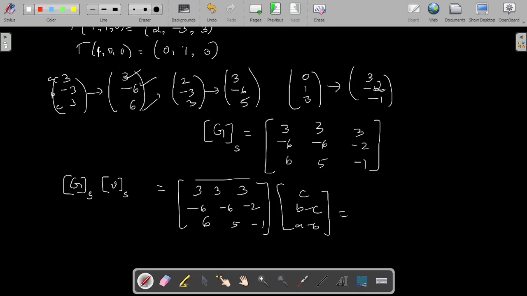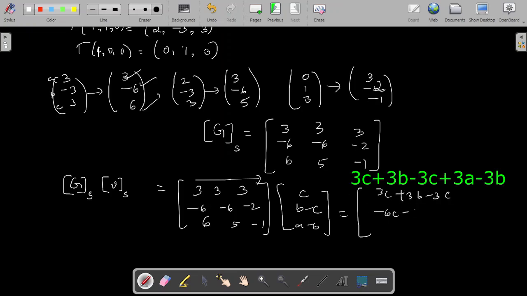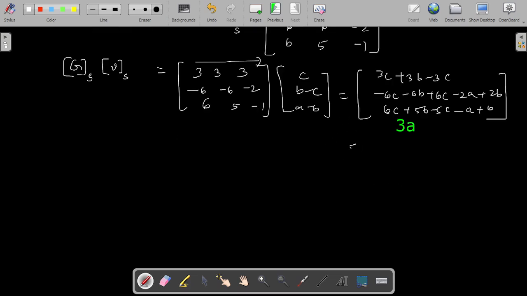Simplify this, multiply. This gives you 3c, 3c plus 3b minus 3c, and here minus 6c minus 6b plus 6c minus 2a plus 2b. Next 6c plus 5b minus 5c minus a plus b. So after simplifying this, you will get 3b, and minus 6c plus 6c cancels here.